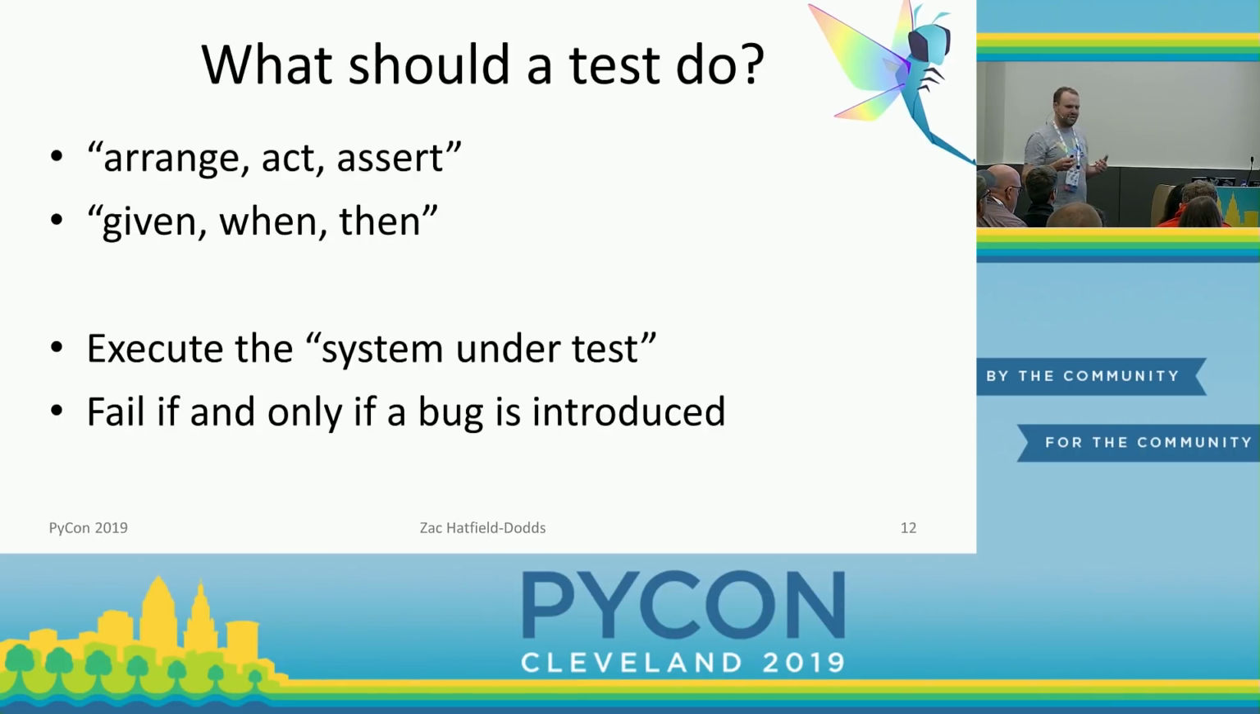There's a bunch of different phrases to remember what a test should do. And I just want to say, there are perfectly valid and reasonable tests to write that don't do these pithy things. But they're a good pattern to start with. Some people say given, when, then. Given some input, when I take some action, then I get a particular result or outcome. Or arrange your inputs and your setup, then act, execute the system that you're testing, and then assert that it did what you think it should.